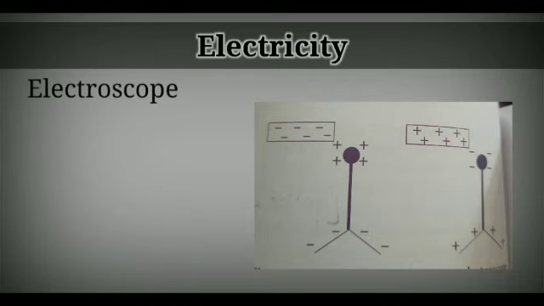If a negatively charged object is brought near the top knob of the electroscope, it causes free electrons to move down into the leaves, leaving the top positive. Since both the leaves have negative charge, they repel each other and move apart.